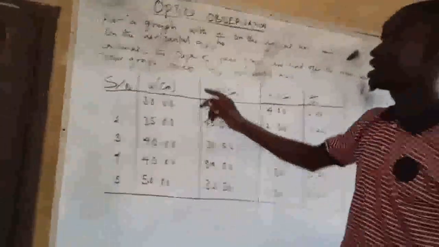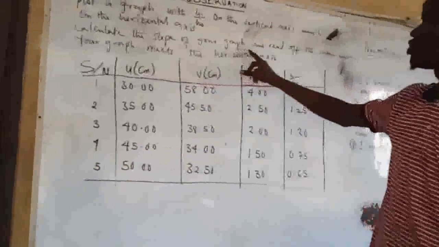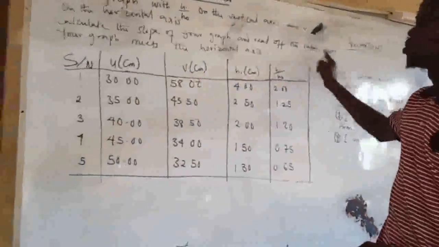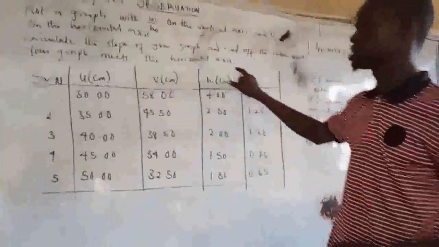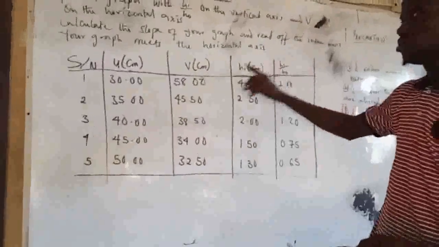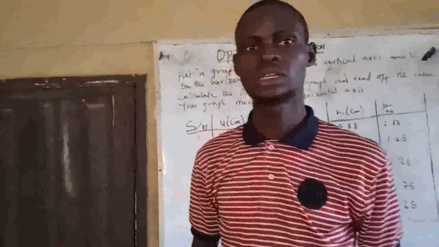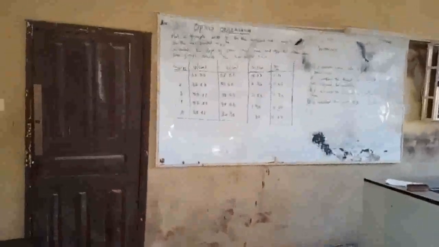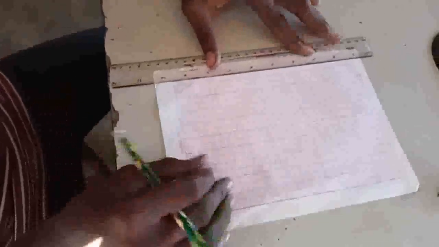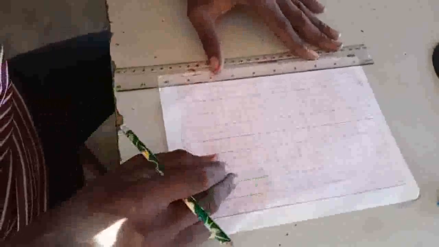From here, I can calculate the slope of your graph and read off the value where your graph meets the horizontal axis. These are my table. Now, let's get started by plotting the graph. How do we go about the graph? Let's get started. We have to plot a graph of hi over h naught on the vertical axis. The first thing that we need to do is to indicate my vertical axis and my horizontal axis.